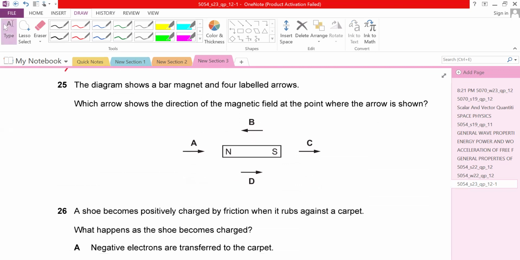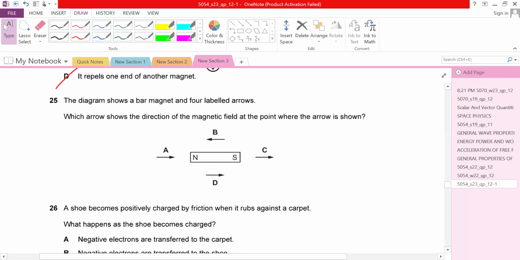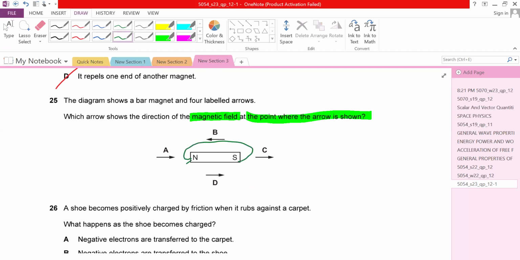Question number 25. The diagram shows a bar magnet and 4 labeled arrows. Which arrow shows the direction of the magnetic field at the point where the arrow is shown? We know that the magnetic field goes from north to south. So which diagram shows the correct direction? It will go from north to south, from this side, and from this side. Correct option is D for question number 25.